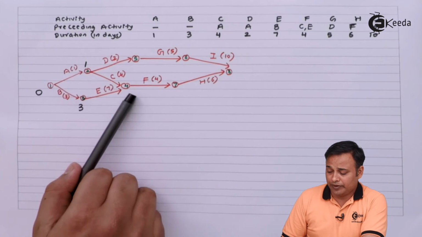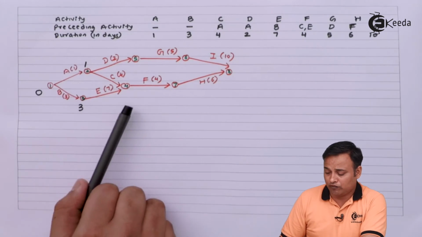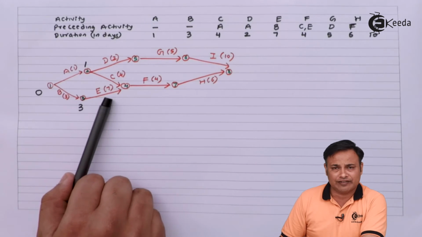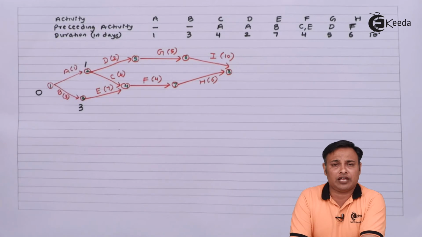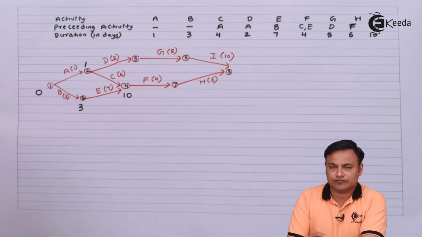2 to 4, it will be 1 plus 4, 5. Or I can come from 3 to 4, it will be 3 plus 7, 10. Whichever is more. So it will be 10.